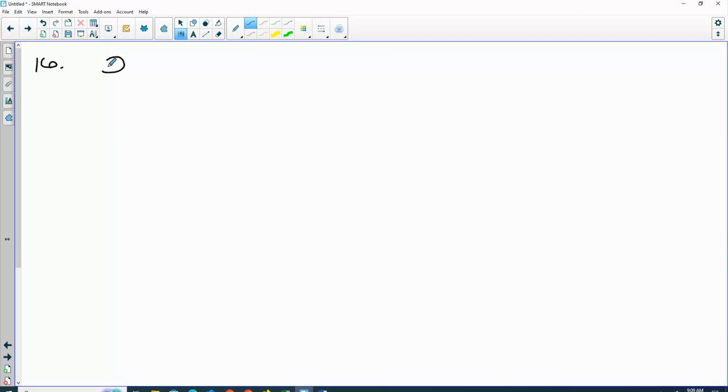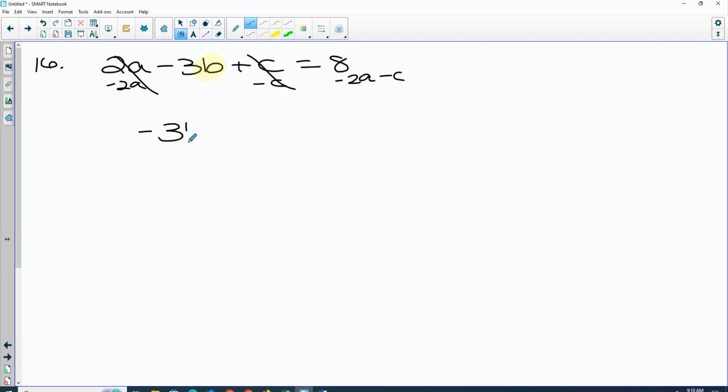Problem 16. If I'm trying to get b by itself, what could I do? Okay, my directions are to solve for b, so I have to subtract the 2a and the c. So we have negative 3b equals 8 minus 2a minus c. Then how would you get b by itself?